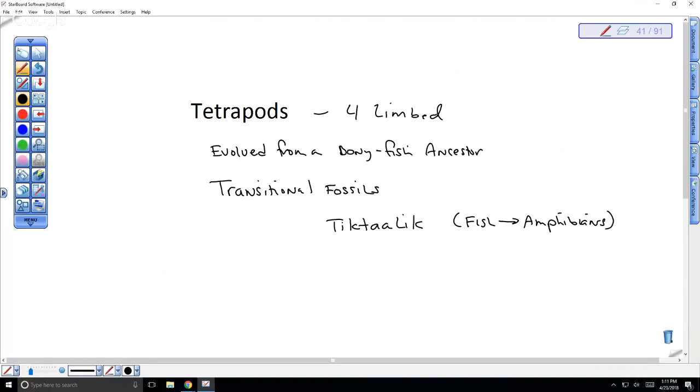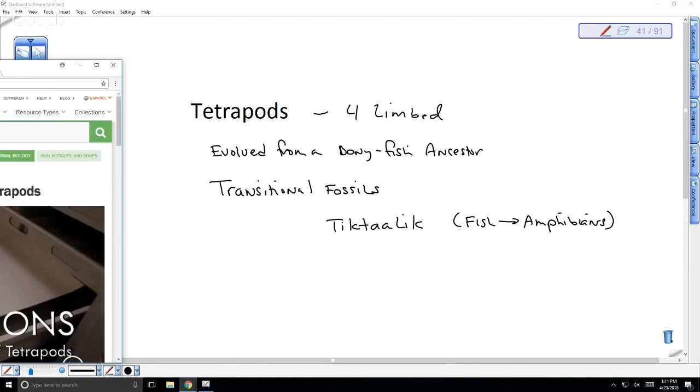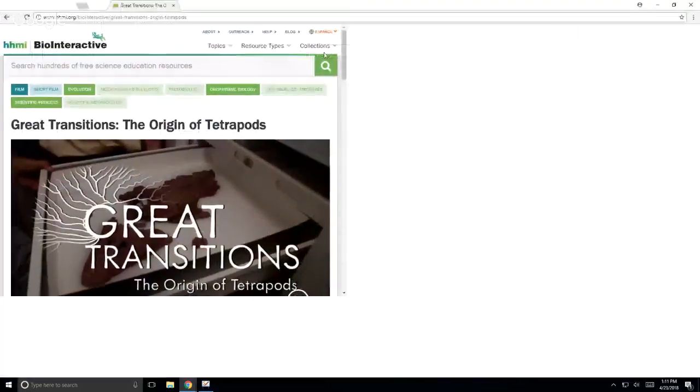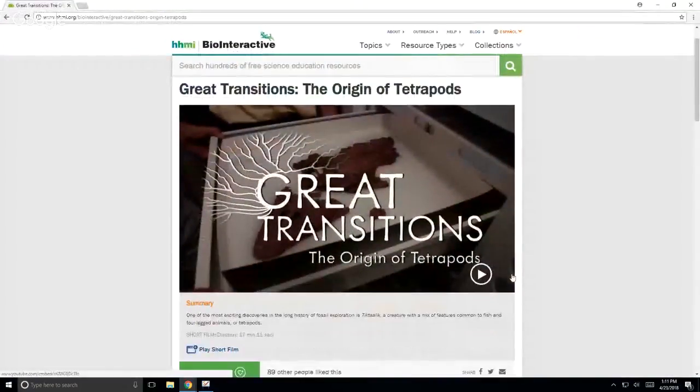I'm going to play a video now that talks about these transitions and looking for transitional fossils, and specifically the characteristics of Tiktaalik that give us an idea of how tetrapods could have evolved.